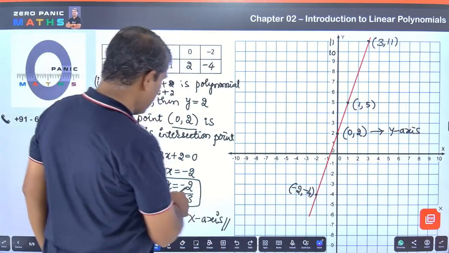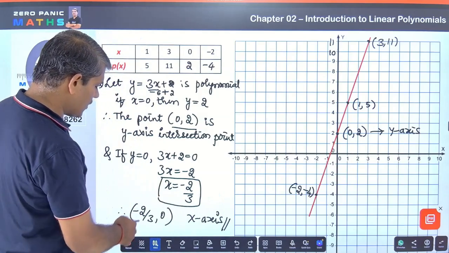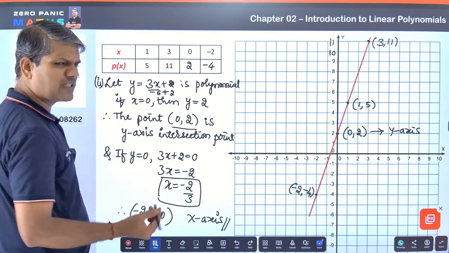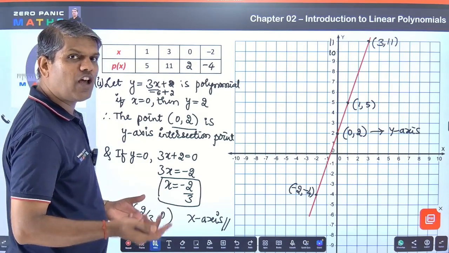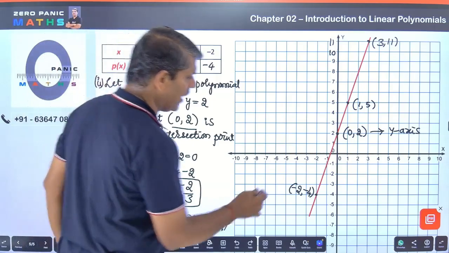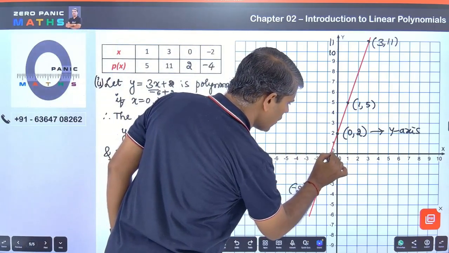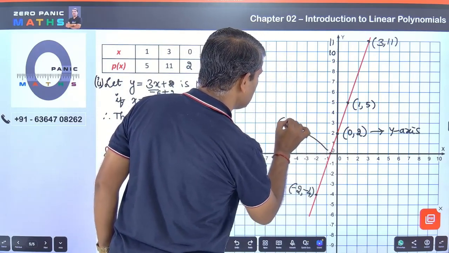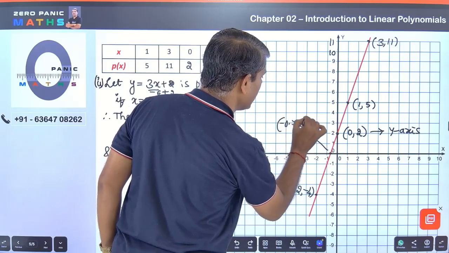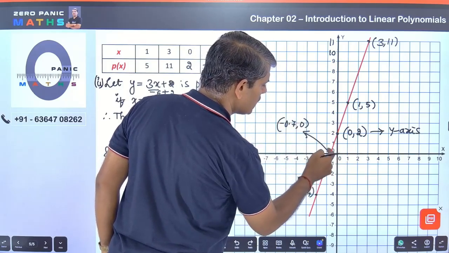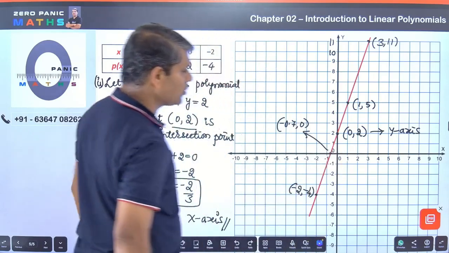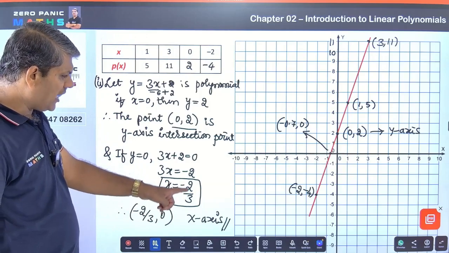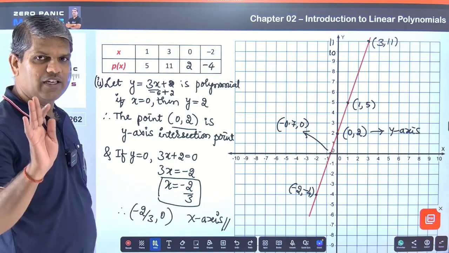Now similarly, it is minus 2 by 3. So what is minus 2 by 3? Minus 2 by 3 you can say is about minus 0.7, or minus 0.67 exactly. If you just observe here, it looks like minus 0.7 and y is equal to 0. When y is equal to 0, this is the point, which just looks like minus 0.7, nearly equal to minus 2 by 3. You understood this?